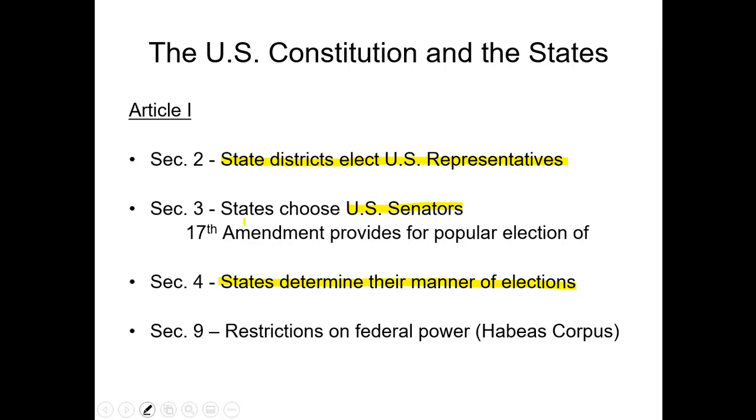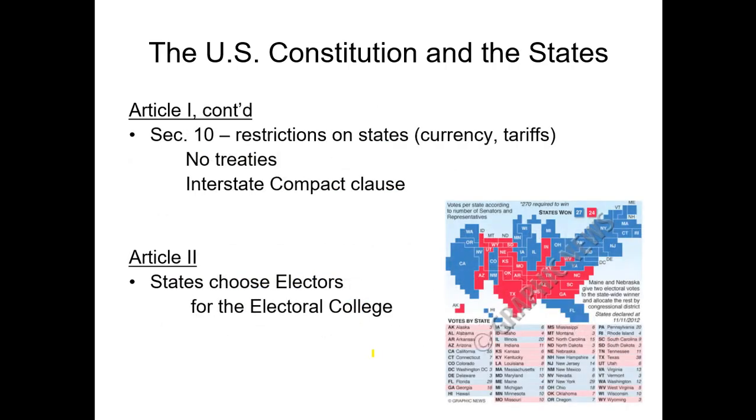And then Section 9 of Article 1 just talks about a few basic restrictions on federal power. These are some individual rights such as habeas corpus, which means you have the right to be brought before the court and speak to the judge and defend yourself, things like that.